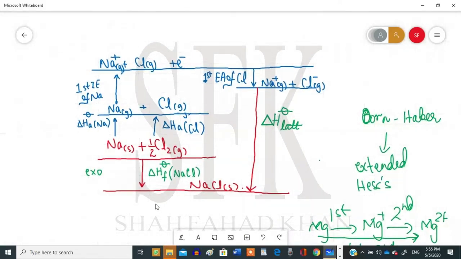Anyways, now a quick recap of the steps which you need to remember. First, you have your elements in the standard state. They combine and form your product, your 1 mole of compound, and this is called the enthalpy change of formation of that compound. This is delta HF. Then the sodium element and the chlorine element will both be atomized first. So the first step is atomization, the second step is ionization, the third step is electron affinity, the fourth step is lattice energy, and the fifth is this delta HF.